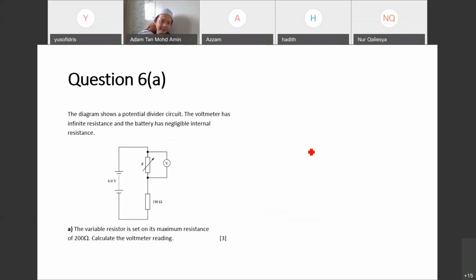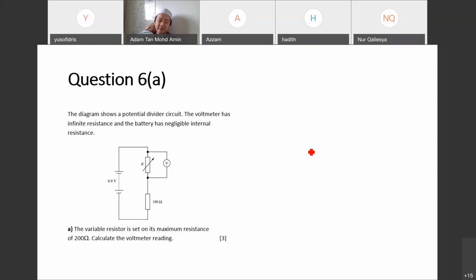The diagram shows the potential divider circuit. The voltmeter has infinite resistance and the battery has negligible internal resistance. And the diagram is shown below. So first we have to calculate, with the variable resistor set on its maximum resistance of 200 ohms, the voltmeter reading. It's quite straightforward, right?